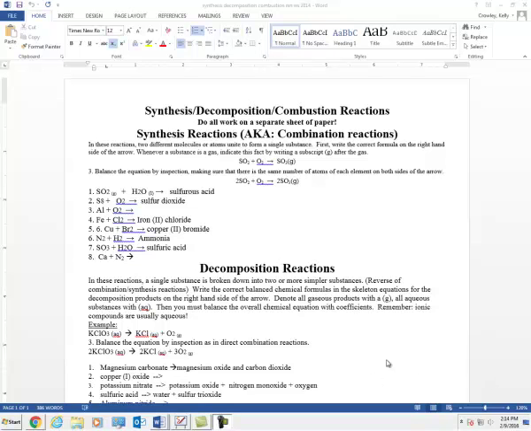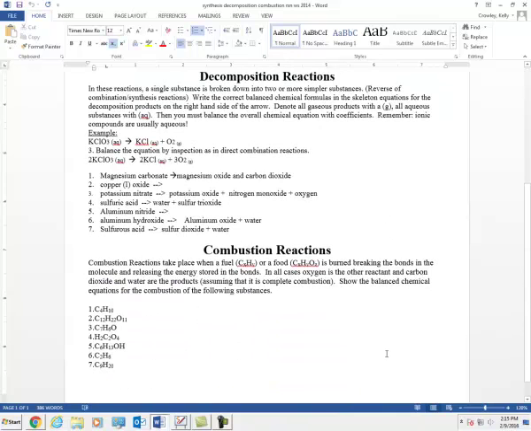Hey everyone! We are going to start a vodcast here in IC for this particular homework assignment. This homework assignment is for the synthesis, decomposition, and combustion reactions. So if you're checking out the class website, this is on the very bottom of Unit 6. This is the worksheet that you need to start first. The other worksheet that you guys have is kind of like secondary compared to this one.